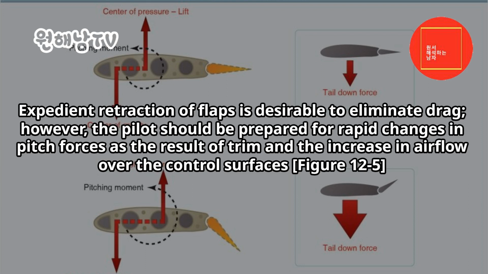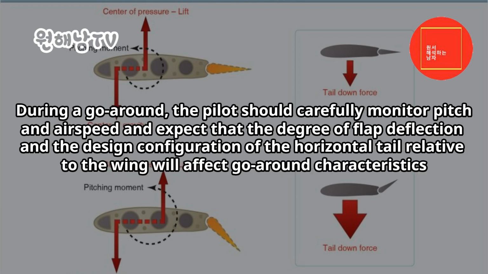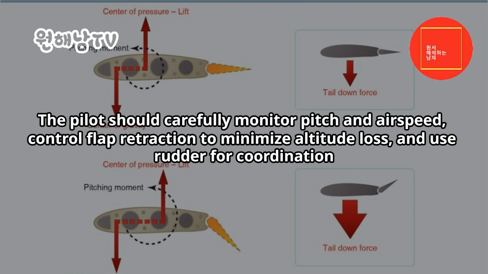The pilot should be prepared for rapid changes in pitch forces as the result of trim and the increase in airflow over the control surfaces. Figure 12-5. During a go-around, the pilot should carefully monitor pitch and airspeed, and expect that the degree of flap deflection and the design configuration of the horizontal tail relative to the wing will affect go-around characteristics. The pilot should carefully monitor pitch and airspeed, control flap retraction to minimize altitude loss, and use rudder for coordination.